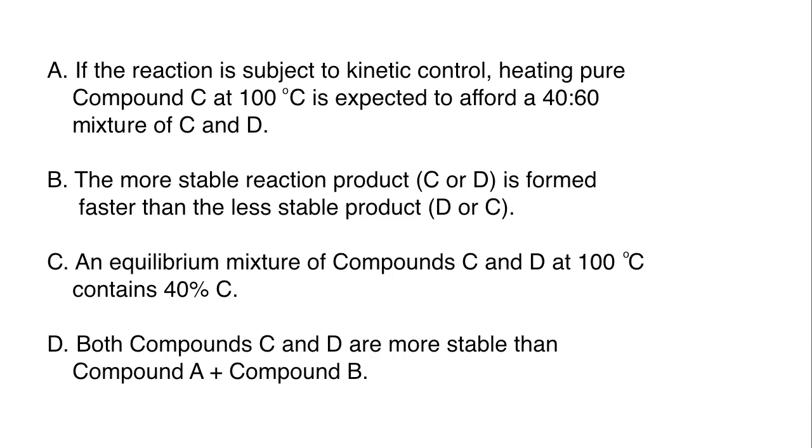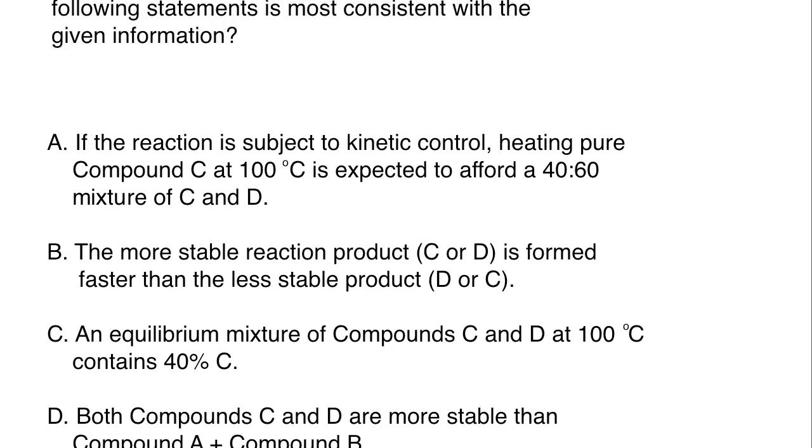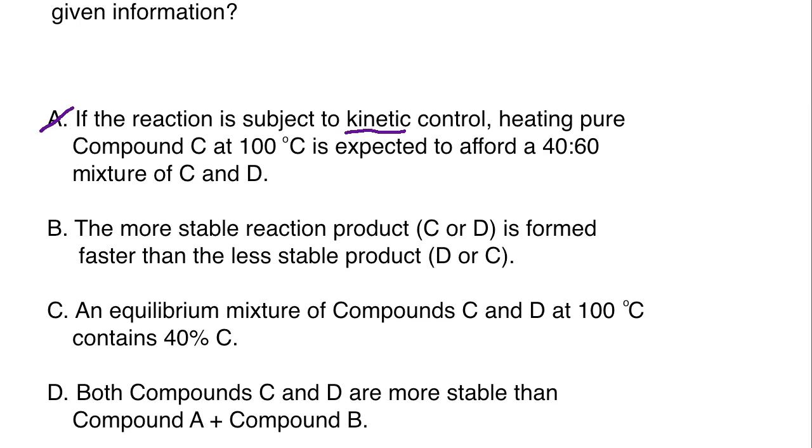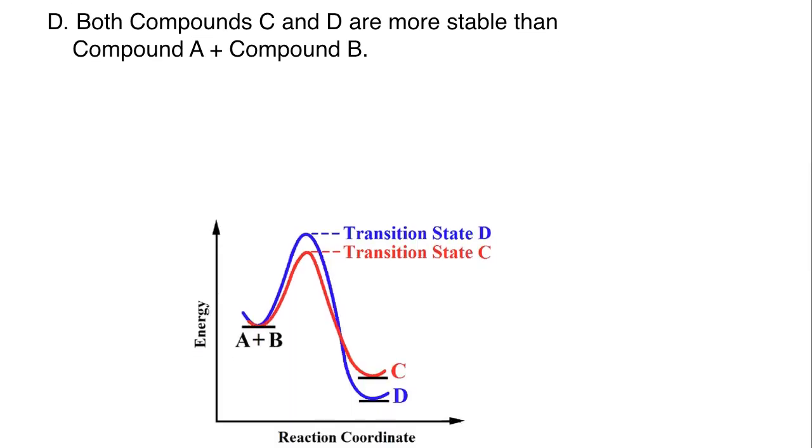So, going up and taking a look at these options here. Option A, if the reaction is subject to kinetic control, heating pure compound C at 100 degrees Celsius is expected to afford a 40-60 mixture of C and D. All right, now this answer would not be correct. And the reason this is incorrect is this word right here, kinetic control. Kinetic control is referring to the product that forms quickly. So when you're under kinetic control conditions, you're talking about controlling the reaction so that the product that has the lowest energy of activation is going to be the one that's favored.